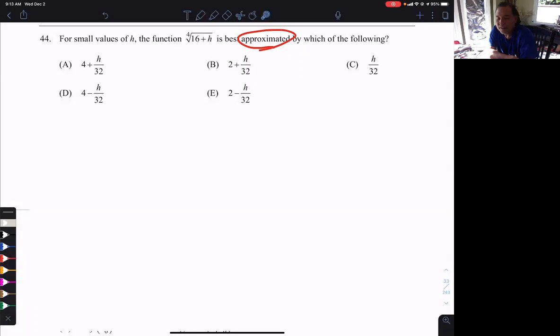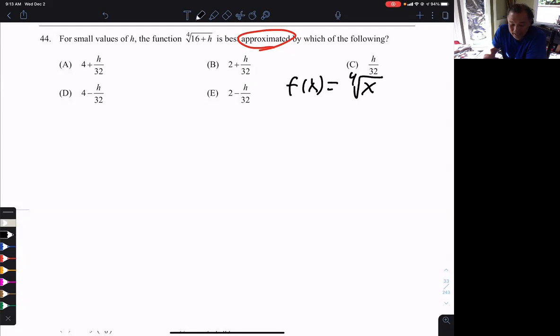So what methods do we know how to approximate with? Well, we learned linear approximation. So they want a linear approximation. So next question, what's our function? I think the function is the fourth root of x.